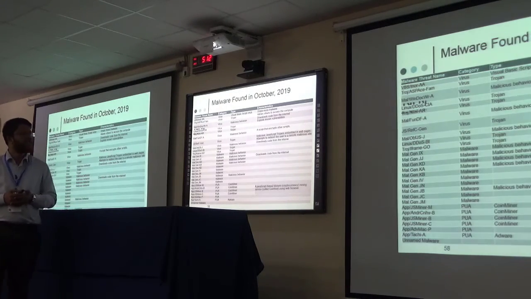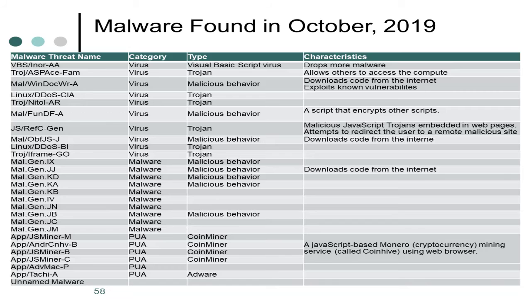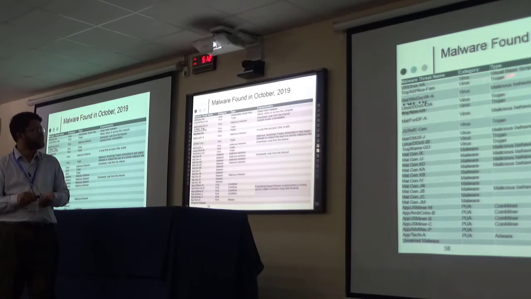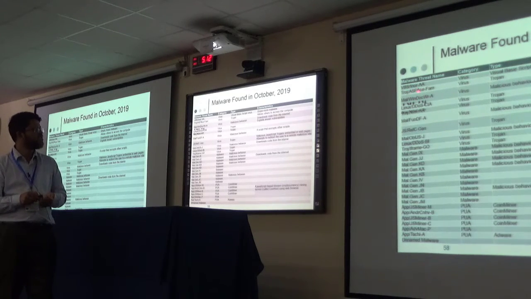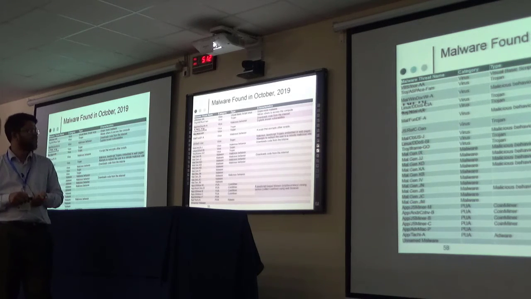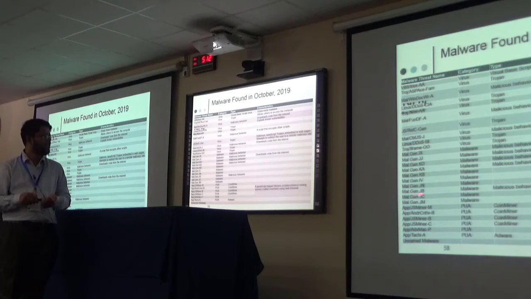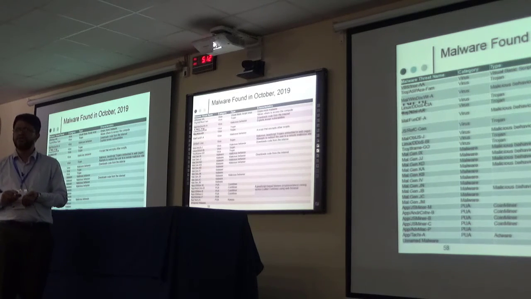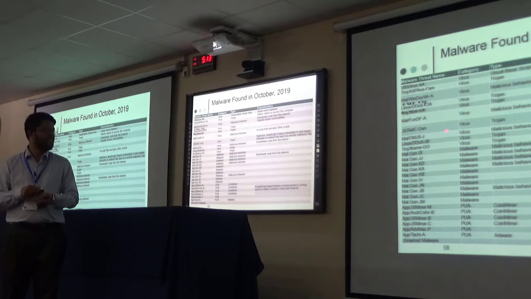These are some of the malware we found, if you want the names. These are the generic names given by different antivirus companies or security companies. There is BVS, which drops more malware. These were basic script viruses we have chosen. Most of the malware is termed as malgen. We saw many of the malware in this category, but this changed a lot.